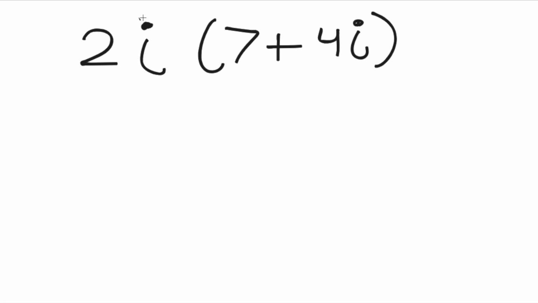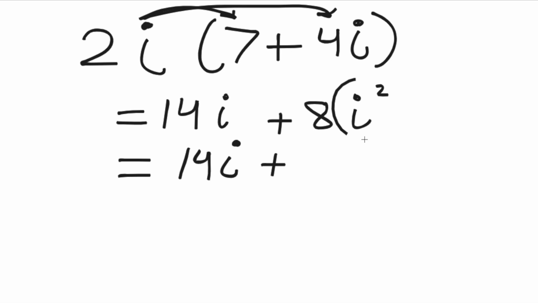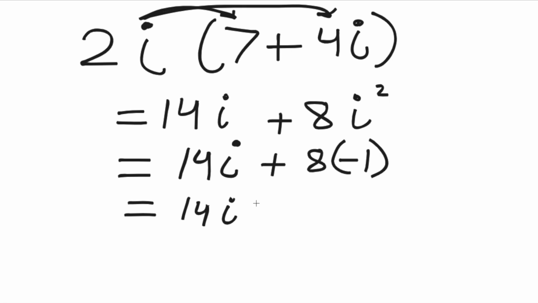Let's start off with an example here. We have 2i times the parentheses 7 plus 4i. So just distribute the 2i to the 7 and to the 4i. That's our first rule. In this case, we would get 14i plus 8i squared. Now, as you can see, we have the 8i squared, so the i squared becomes -1. So we have 8 times -1. So our answer would be -8 plus 14i. And this is our answer for this problem.